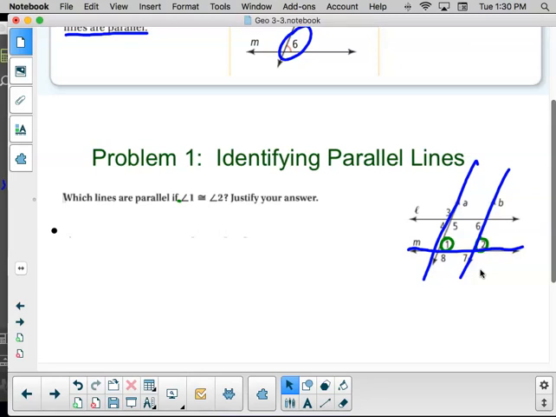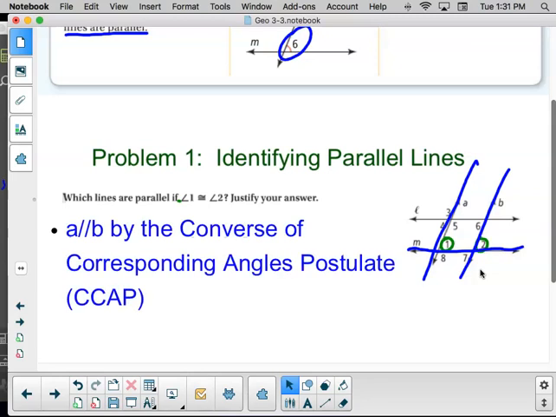Does that make sense? So we're looking at corresponding angles. Are you ready for how I could justify this? We have something called the converse of the corresponding angles postulate. We just learned the postulate. What that means is, when I know angle 1 and angle 2 are congruent, then the lines around them are going to be parallel as well. So A is parallel to B by the converse of the corresponding angles postulate, CCAP.